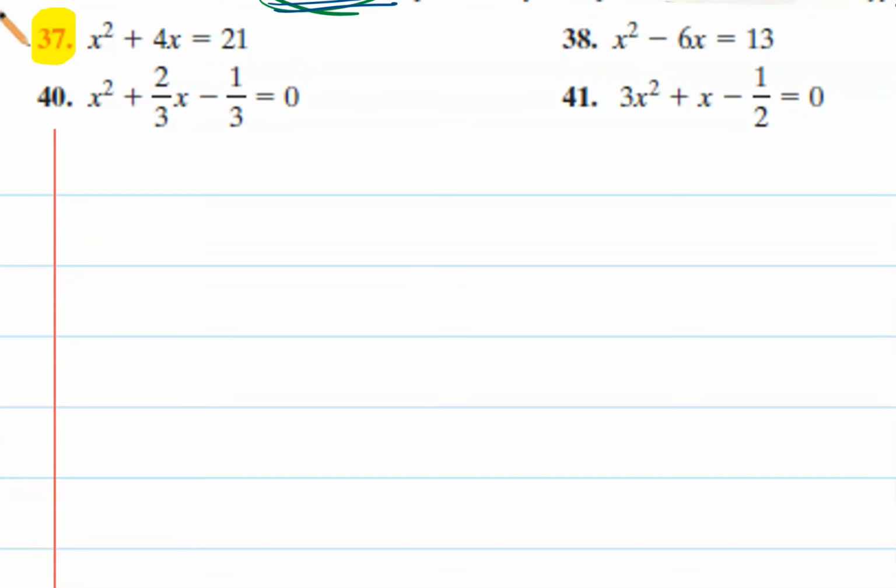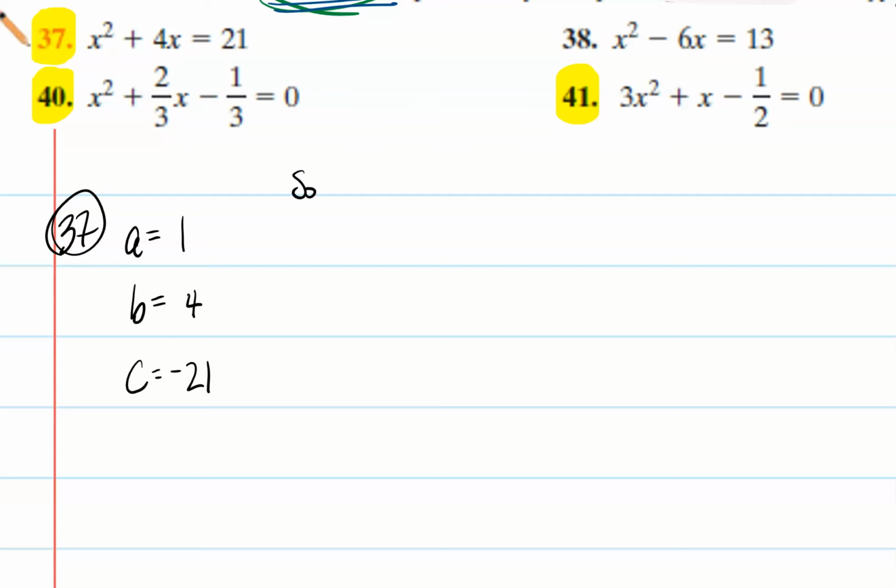So let's try 37, let's say 40, and maybe 41 as well. Let's go ahead and try these and find the solutions. Well, in number 37, I think it's a good idea to identify A, B, and C values. My A value, of course, is 1, and my B value is 4, but my C value I'm going to call -21. Do you recognize why? If you have questions, please let me know. But my C value is -21.